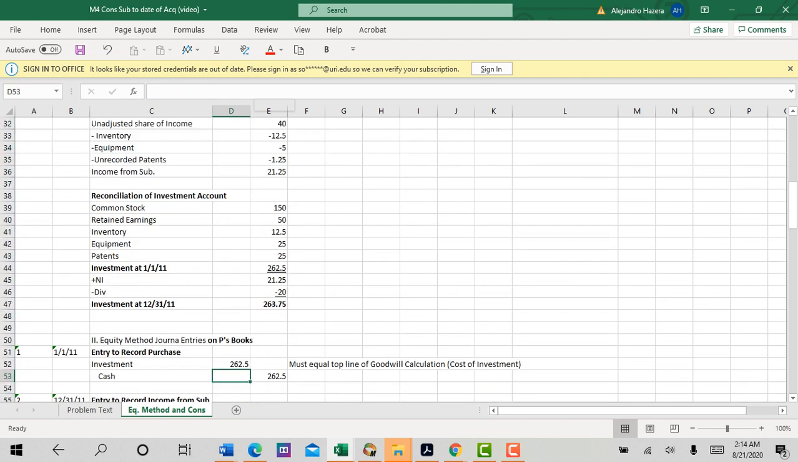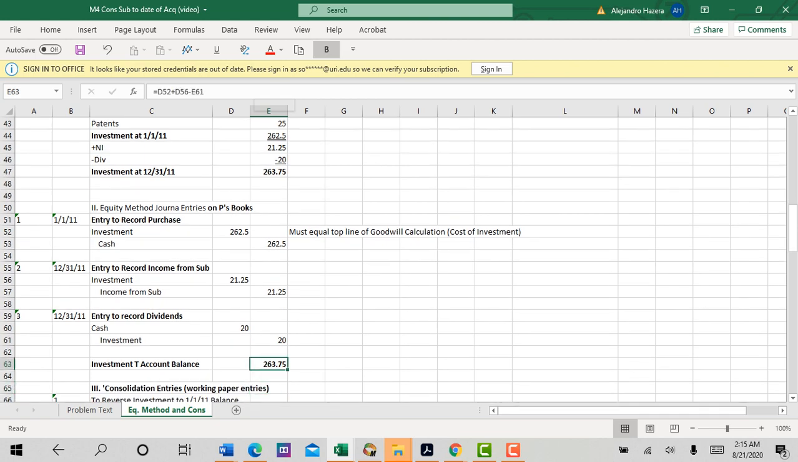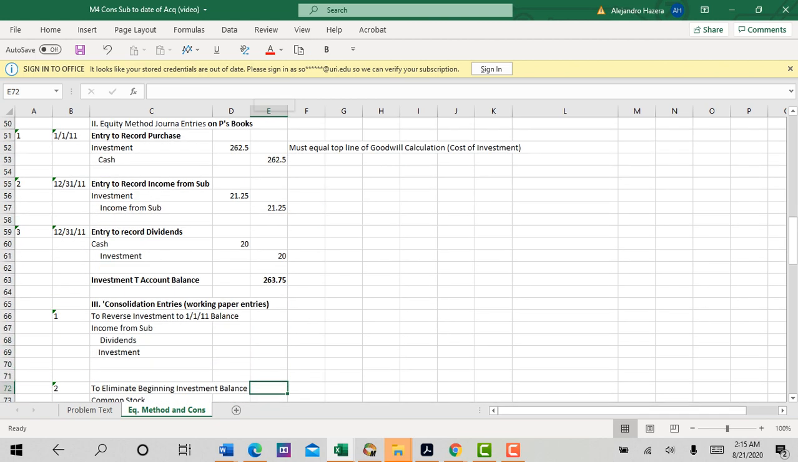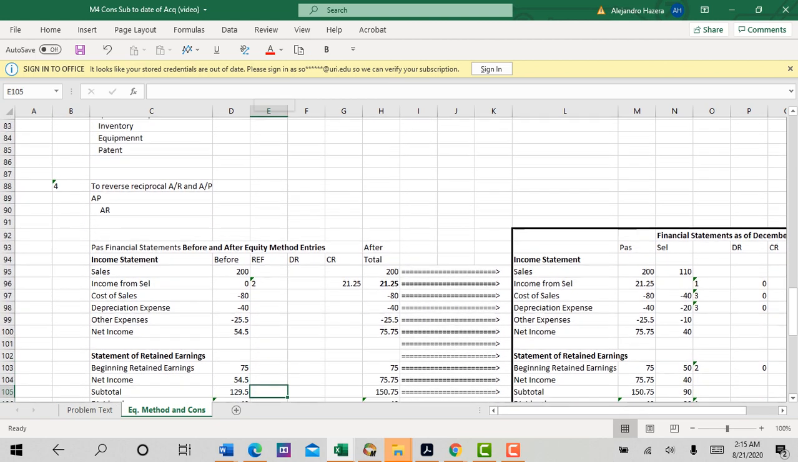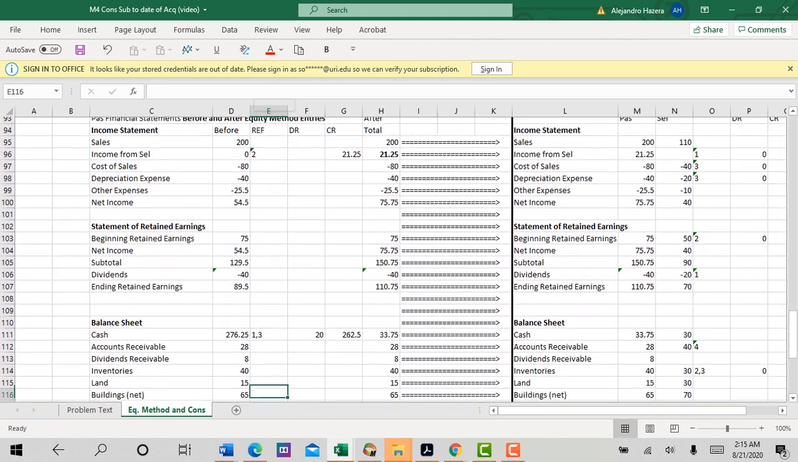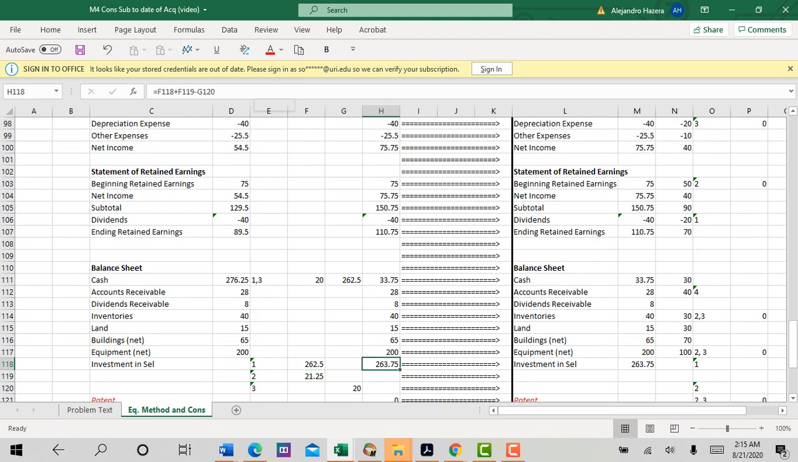And the key calculation is going to be this reconciliation of the investment account. Notice that the reconciliation equals the post-equity T account balances. And notice that after we did the equity method, the 263.75 is also the balance on your balance sheet that we'll use as the basis for the consolidation. Okay, so here's what we're going to do.